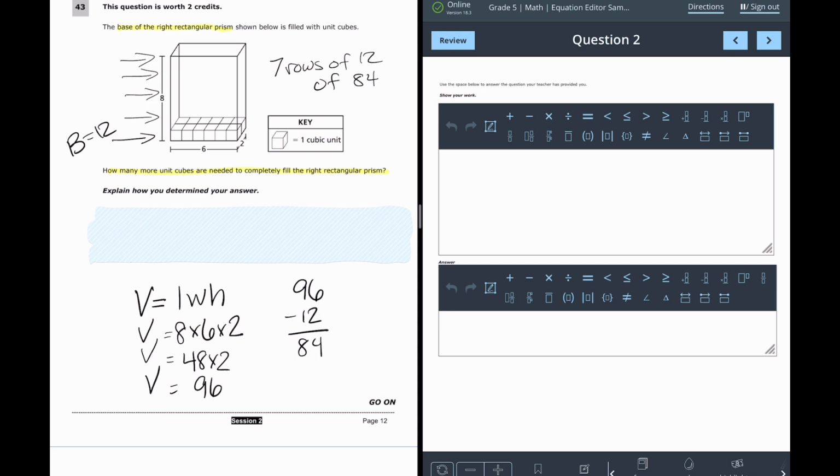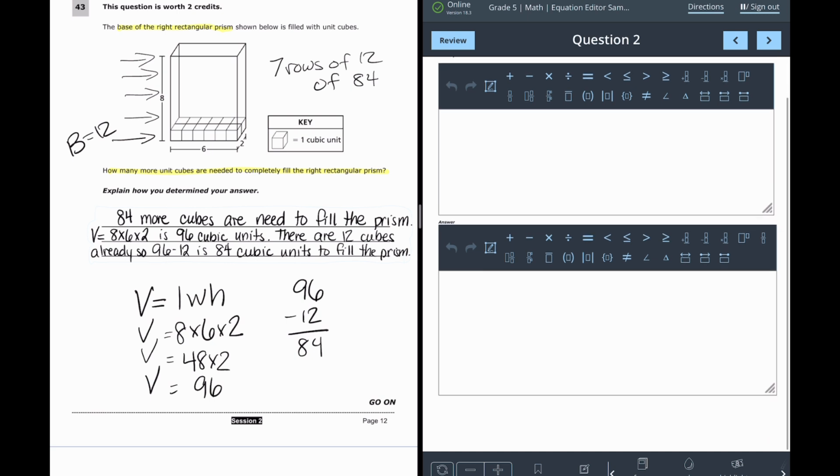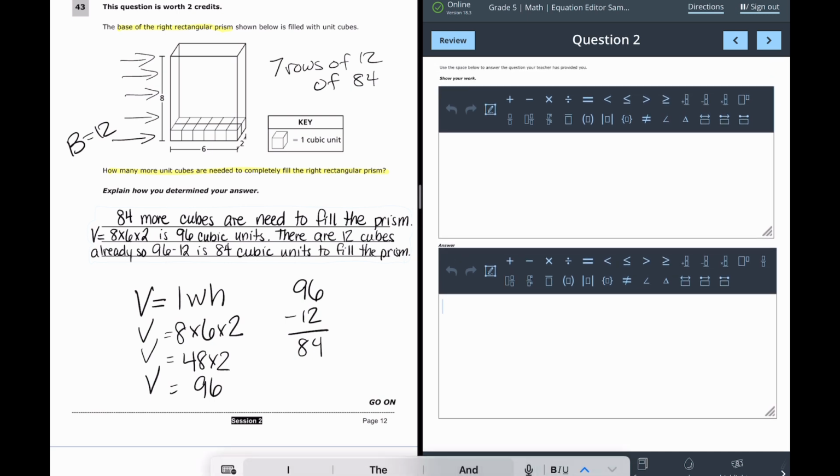Okay, so here's my draft thinking notes. 84 more cubes are needed to fill the prism. The volume is 8 times 6 times 2, which is 96 cubic units. There are 12 cubes already, so 96 minus 12 is 84 cubic units to fill the prism. Okay, so that's just my draft, and now I'm going to rewrite it here on the other side. To fill the prism, we need 84 more cubes. And you can see sometimes I do little on-the-spot editing.